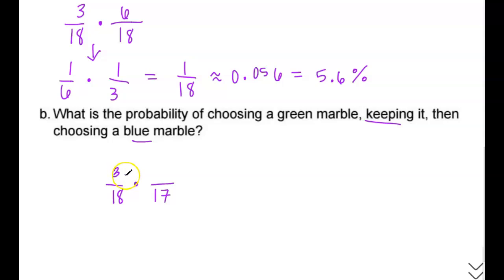Because you're only choosing a marble, not 3 marbles. So 3 is not the number you're taking out. It's the possibility of getting a green one first, right? And then you kept it, and now they want to choose a blue one. How many blue is there?